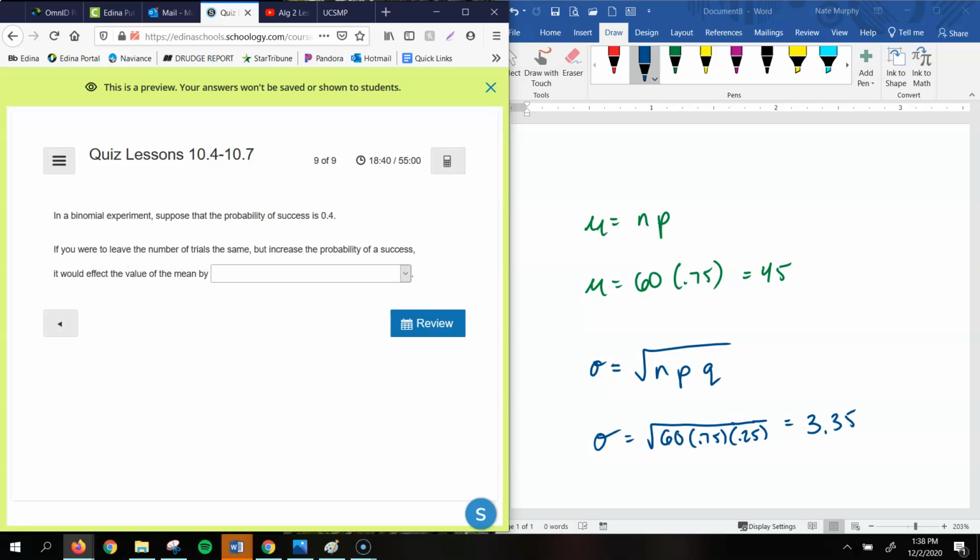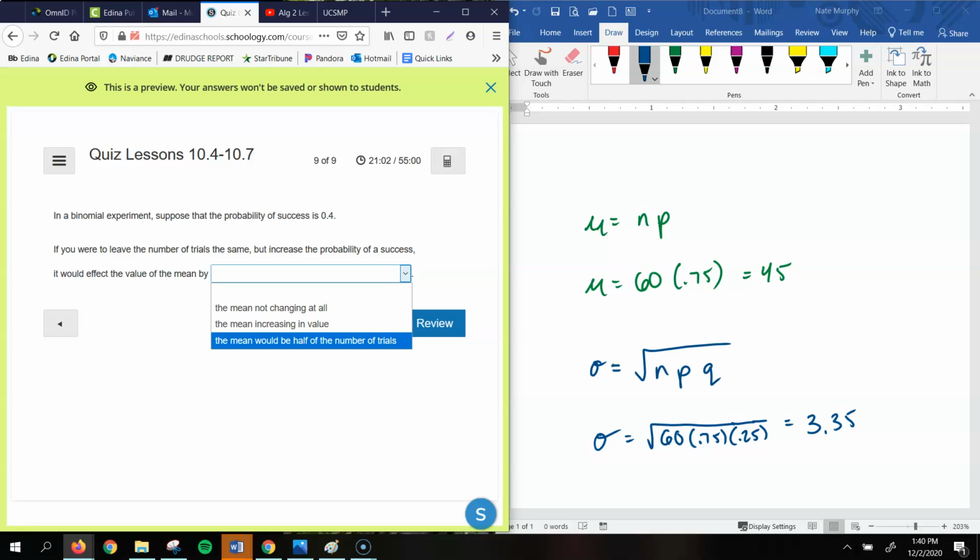All right, let's look at the last question here, number 9. In a binomial experiment, suppose the probability of success is 0.4. So this is similar to that problem we saw earlier. If you were to leave the number of trials the same, but increase the probability of success, we want to see how it affects the value of the mean. So if we were to increase the probability of success, what impact would that have on the mean? The choices are that the mean would not change at all, the mean would increase in value, or the mean would be half the number of trials.